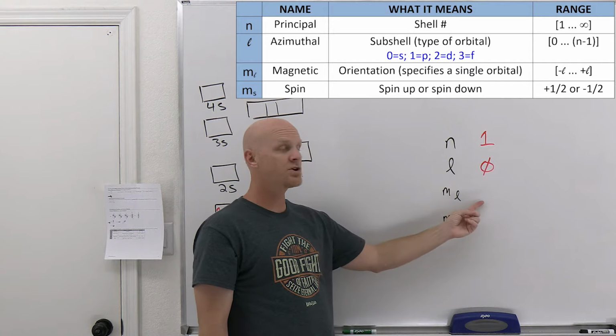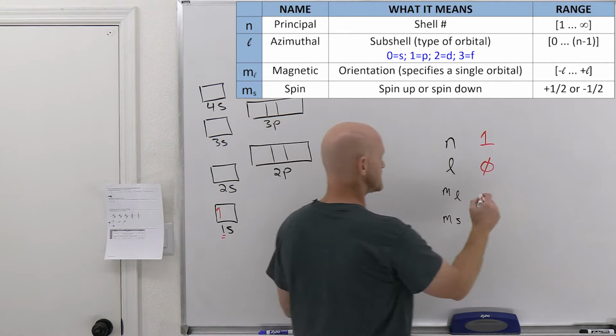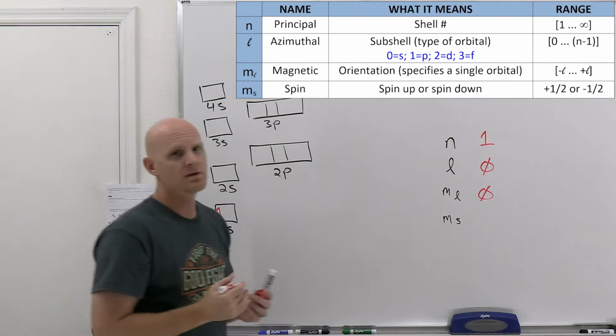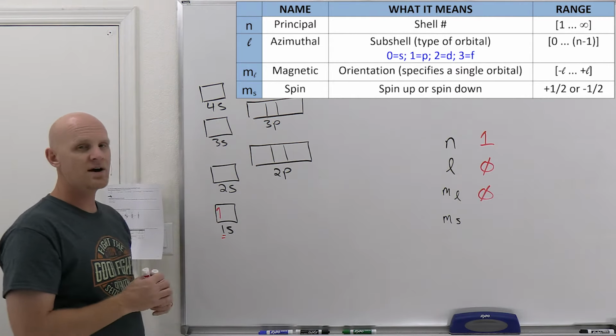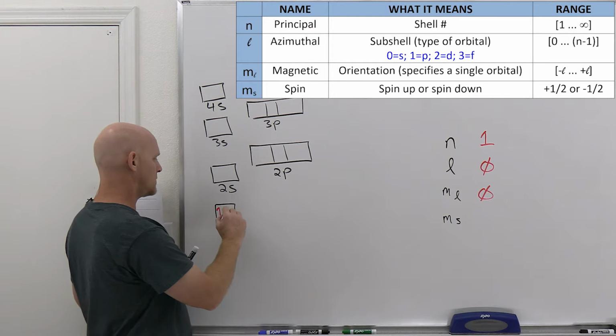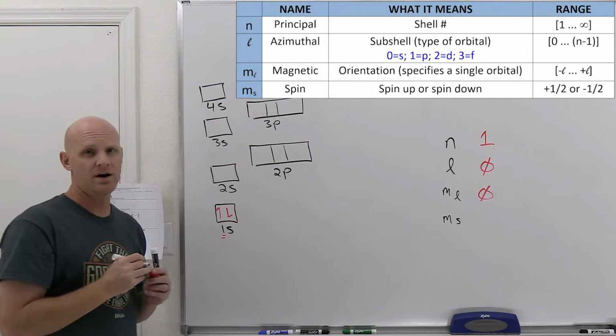So in this case, from negative 0 to positive 0 means the only possible value is 0. Cool. And then finally, m sub s. Well, again, we said that when you have two electrons in the same orbital, we would draw them as one spin up, one spin down.